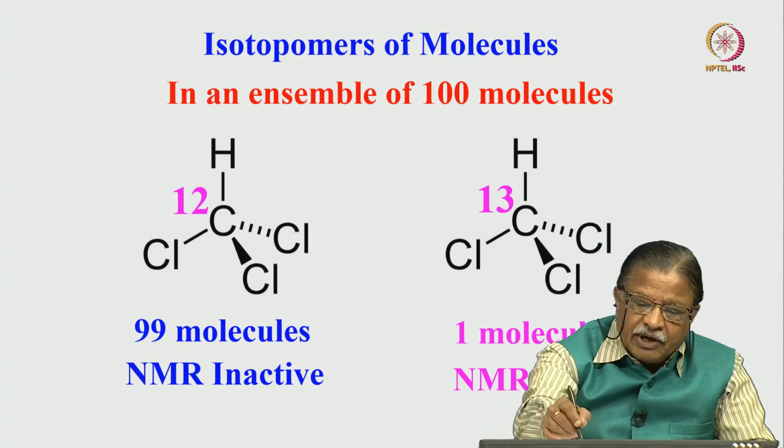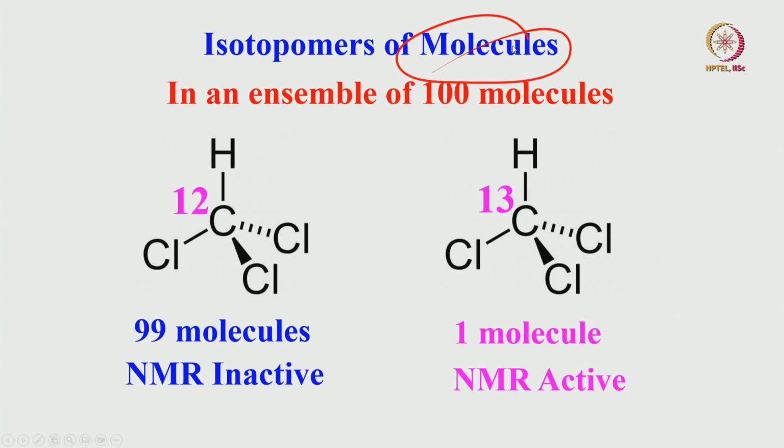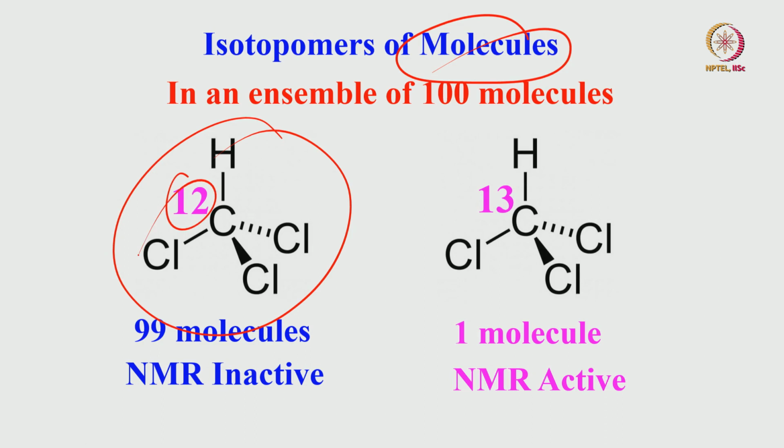We have to talk about isotopomers of the molecules. Let us consider an example of CHCl3. In CHCl3 there is only one carbon, and carbon has 2 isotopes, as I already told you, carbon-12 and carbon-13. Carbon-12 is 99% abundant, carbon-13 is 1% abundant, that is what I told you.